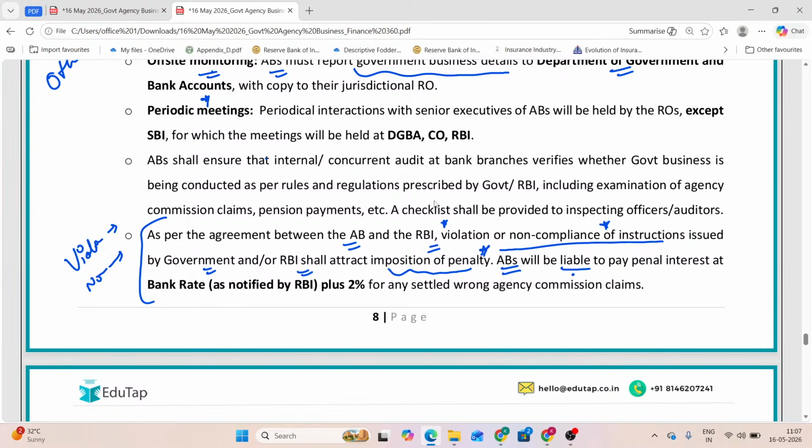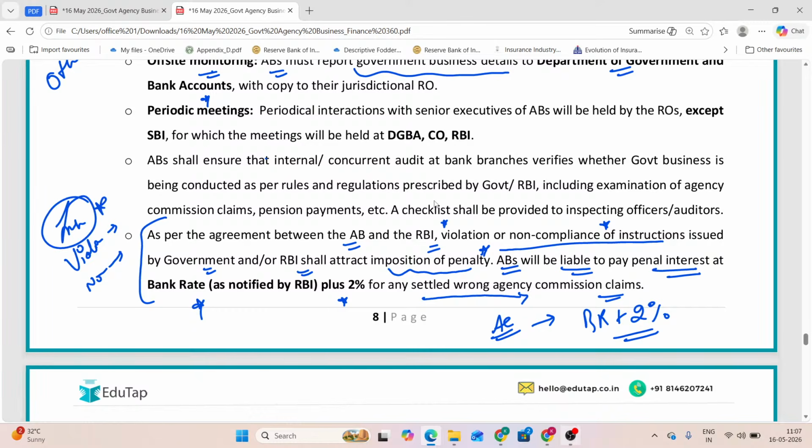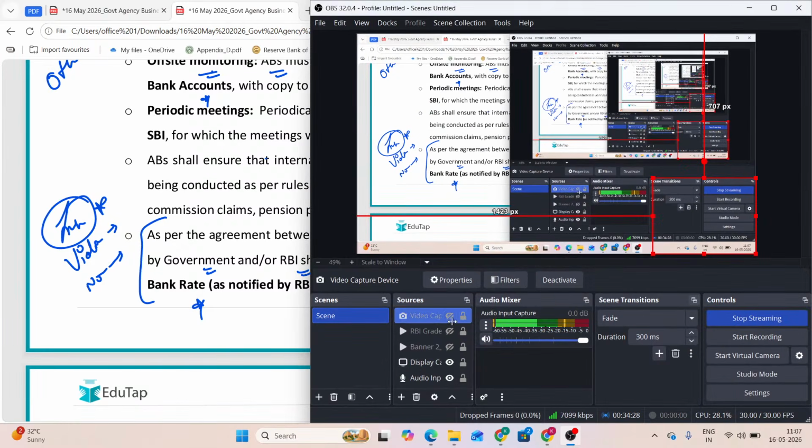Agency banks will be liable to pay penal interest at bank rate plus 2% for any settled wrong agency commission claims. So if there are any wrong agency commission claims, in this case the bank rate plus 2% penalty will be taken. Got it? So this is the important point that you have to remember.